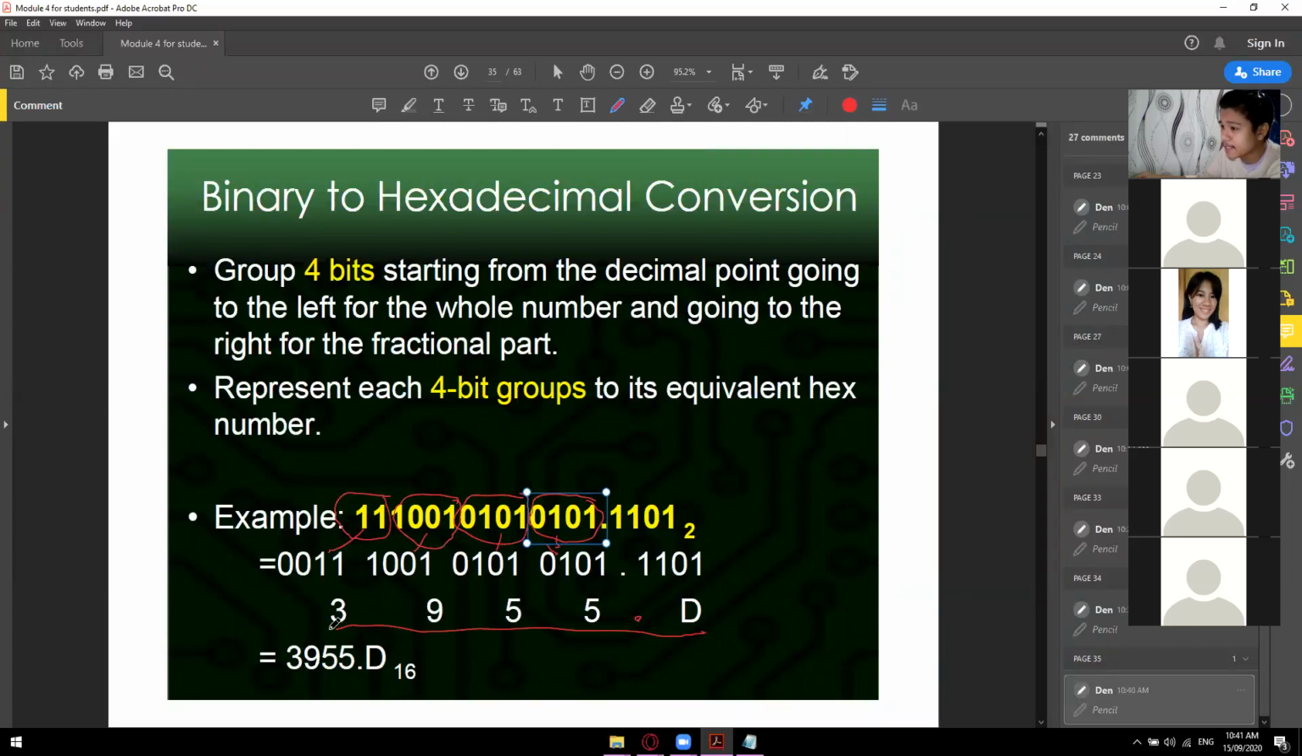So, 3,955.b. And then, since we need to convert into hexadecimal, don't forget our base. Base 16. So this is an indicator that you have already converted this binary to hexadecimal.